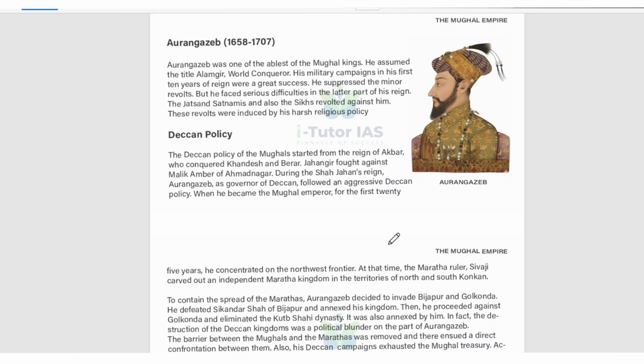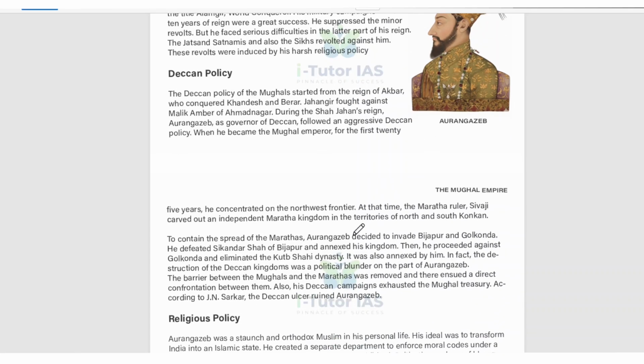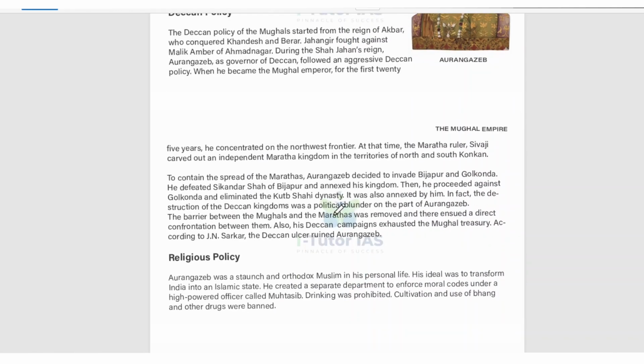The Deccan policy of the Mughals started from the reign of Akbar, who conquered Kandesh and Berar. Jahangir fought against Malik Ambar of Ahmednagar, and during Shah Jahan's reign, Aurangzeb, as governor of Deccan, followed an aggressive Deccan policy. When he became Mughal emperor, for the first 25 years he concentrated on the northwest frontier. At that time, the Maratha ruler Shivaji carved out an independent Maratha kingdom in the territory of North and South Konkan.